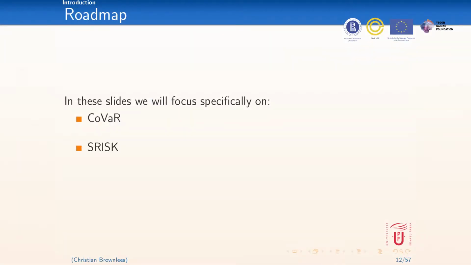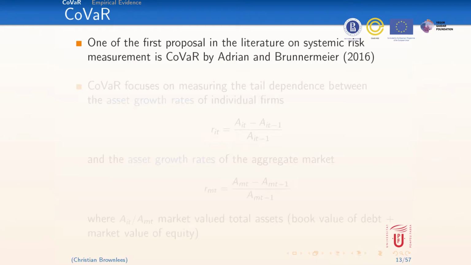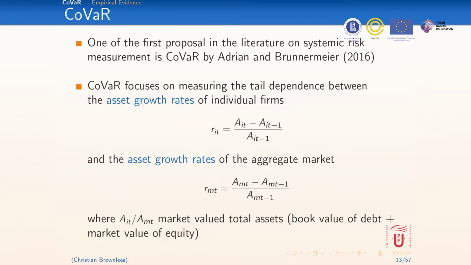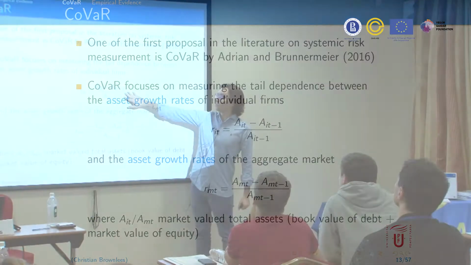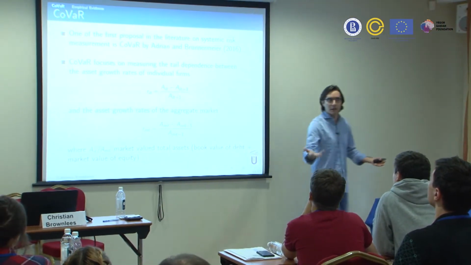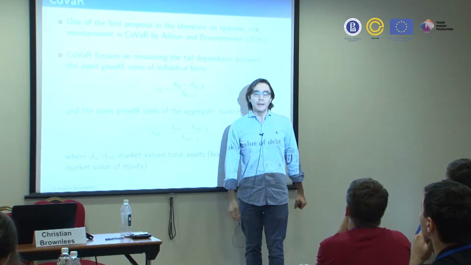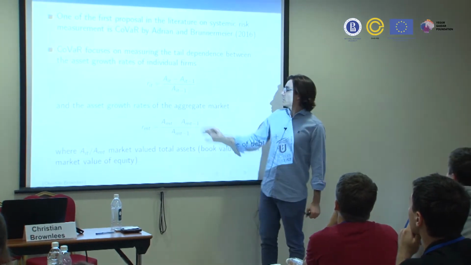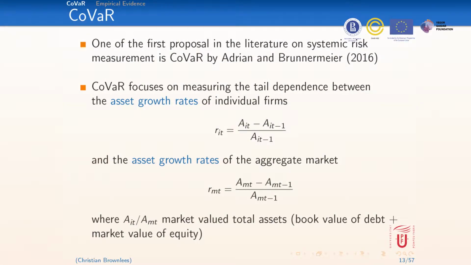Now, let me talk about CoVaR. Let me start by giving you some definitions. CoVaR is based on the analysis of two slightly strange return series, if you come from financial analysis. The variables we work on with CoVaR are the asset growth rates of individual firms. So R_i,t in this section denotes the asset growth rate from one day to the next for firm i, and the asset growth rates of the entire market, which I'm going to denote by M. By entire market here, I mean the entire financial system.